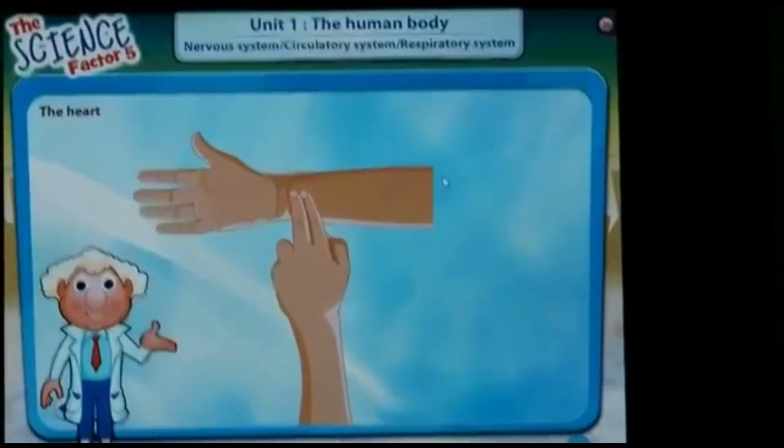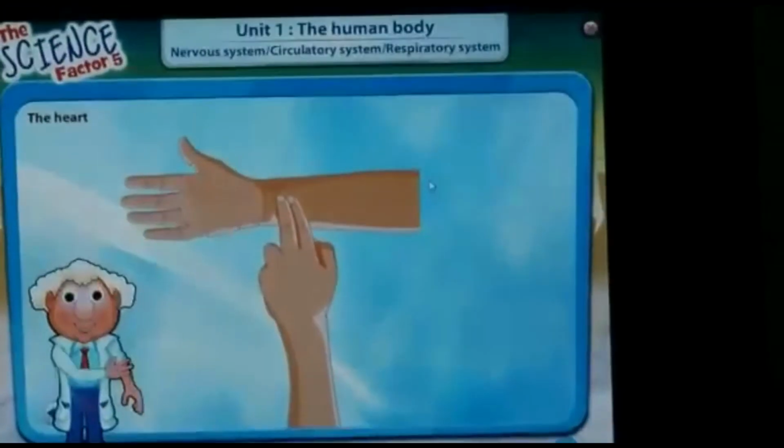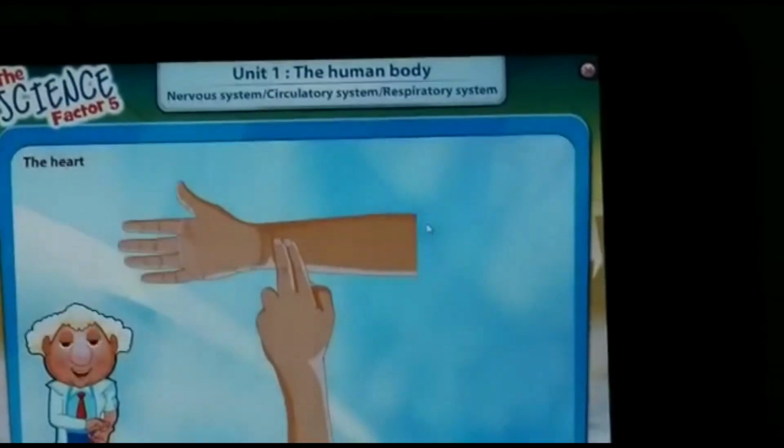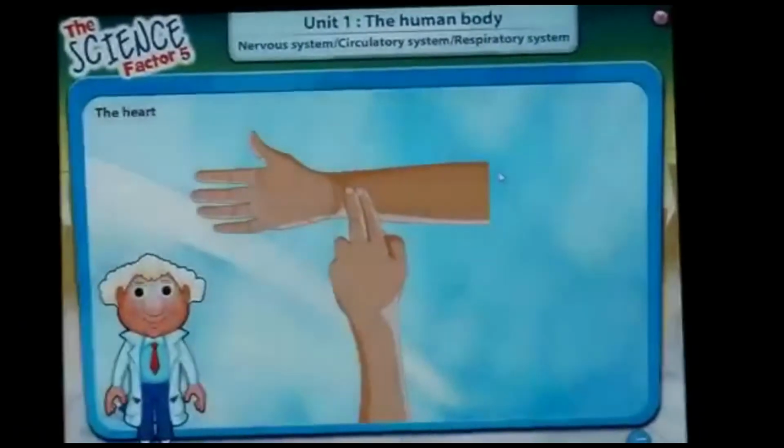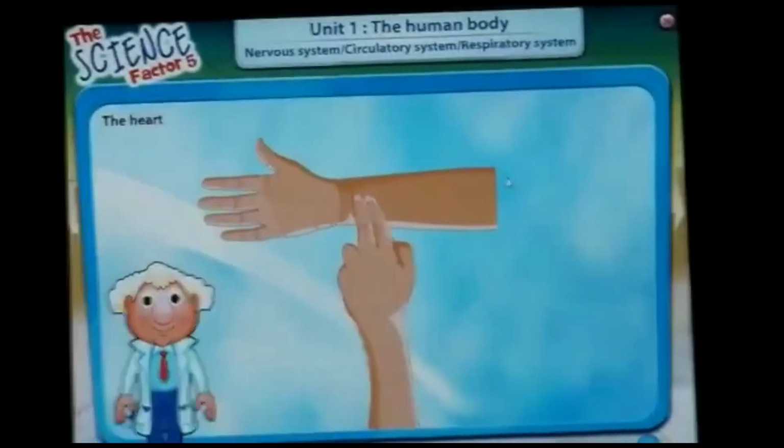Do you know how to check your pulse? You can feel your pulse by gently pressing an artery in your wrist, called the radial artery. As you press the artery, you will feel it pulsating or beating.